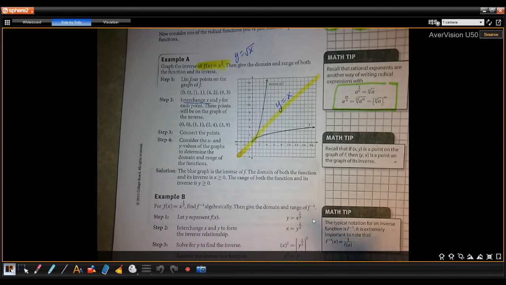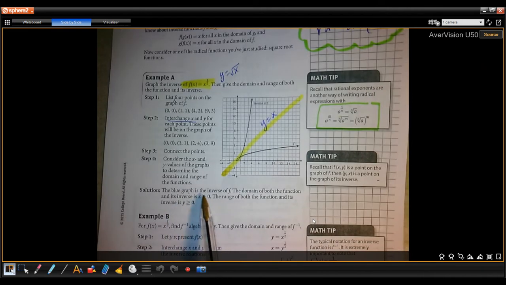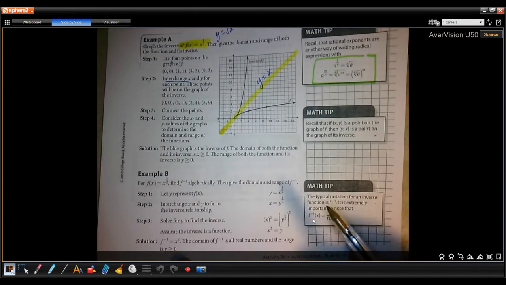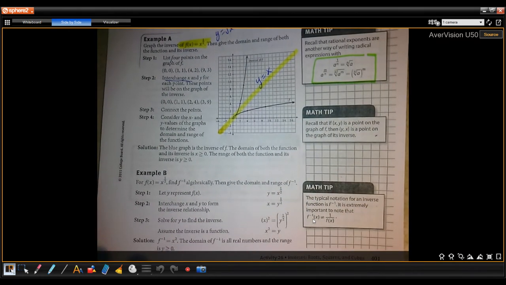This should be a review for you. So it says the domain of both of the functions, the original and the inverse, is x is greater than or equal to 0. The range of both, okay, well that doesn't really help us much, but we can tell by looking at the graph. Then it tells algebraically, so you need to be able to do both.